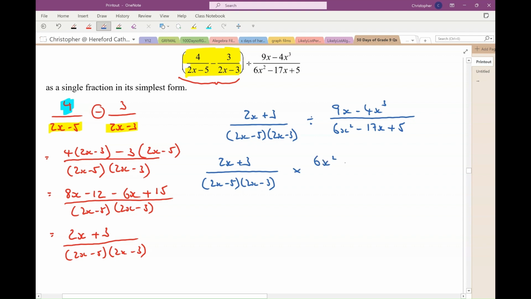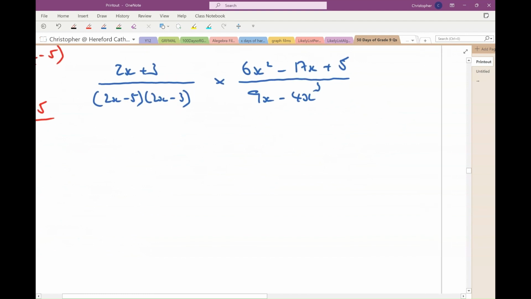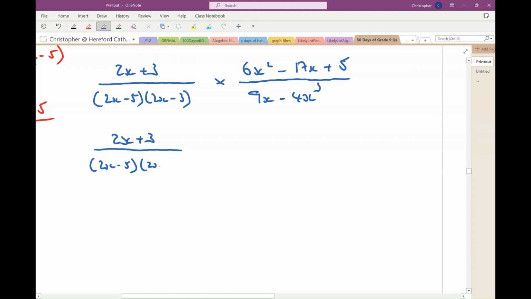I'm going to multiply by 6x squared minus 17x plus 5. That looks like something I could factorize, by the way. Over 9x minus 4x cubed, which again looks like something I could factorize. Now, a bit of technique for you here. I'm going to copy down the first fraction. Now, obviously, I'm expecting to be able to cancel here. So when I look to factorize this, I'm bearing in mind I've got these two, which I might be able to cancel in one of them.